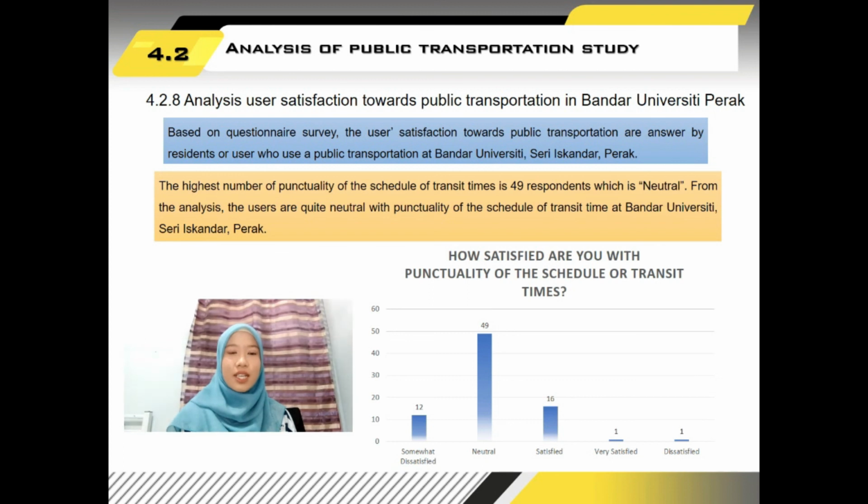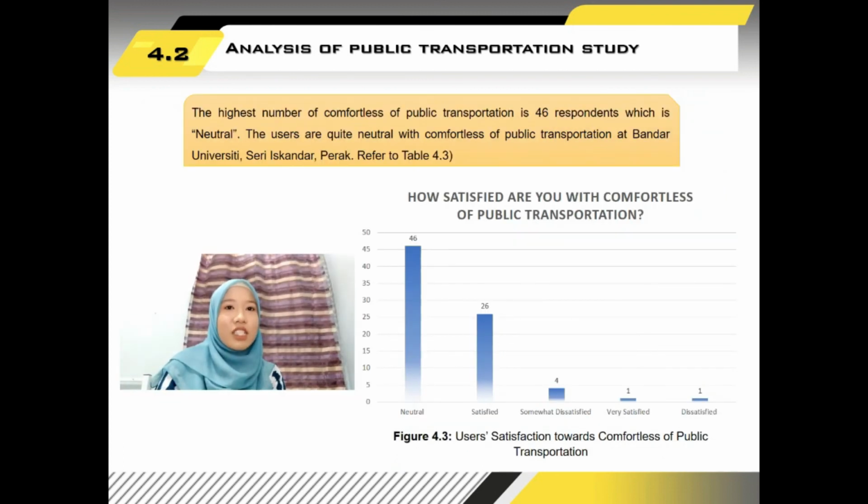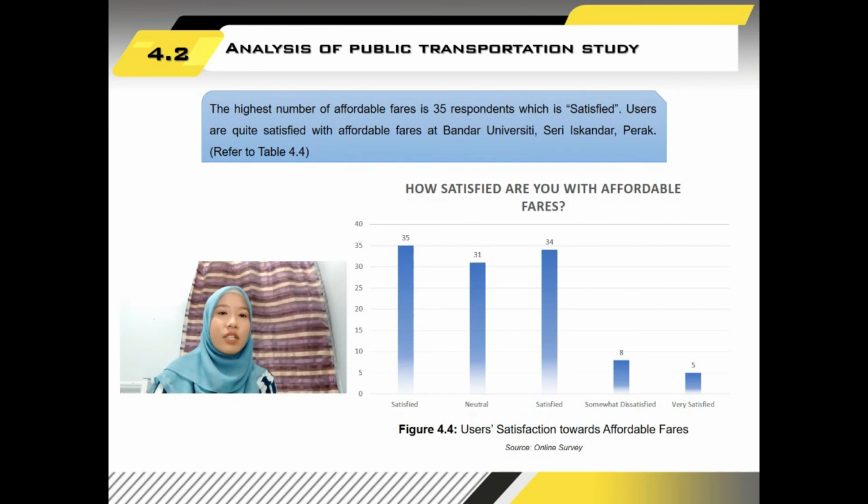Next, for satisfaction with comfort of public transportation, the highest number is 46 respondents, which is neutral. The users are quite neutral with the comfort of public transportation at Bandar University Seri Iskandar Perak. For satisfaction with affordable fare, the highest number is 35 respondents, which is satisfied. Users are quite satisfied with the affordable fare of public transportation at Bandar University Seri Iskandar Perak.